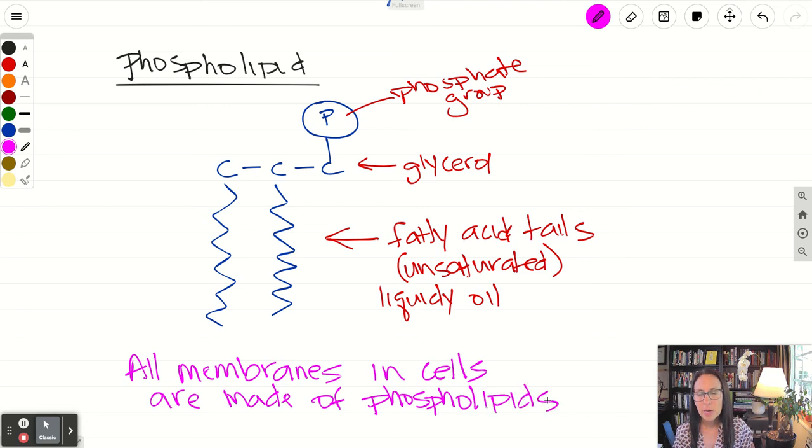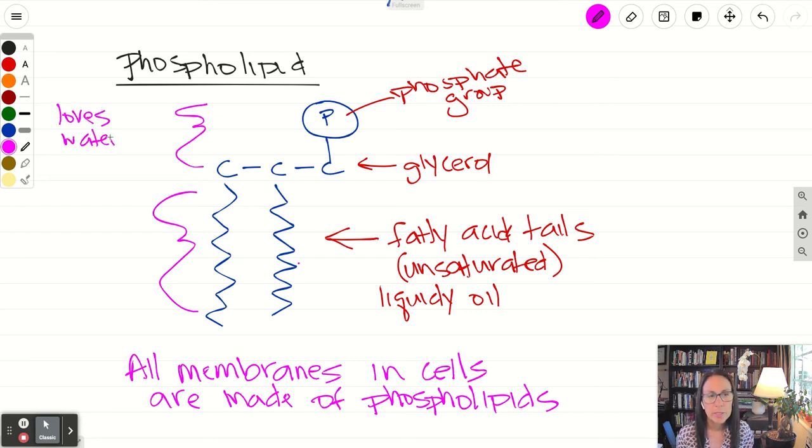Okay, and so I want to point out two things. One is that this glycerol head loves water and the tails hate water. Okay, so this is a very important property of lipids. The glycerol head, which is the glycerol with the phosphate group, loves water. We call this hydrophilic. Hydro meaning water, philic meaning love.